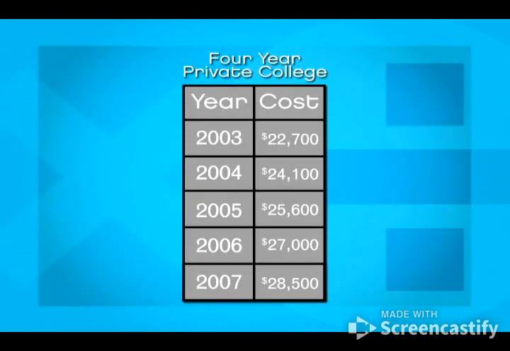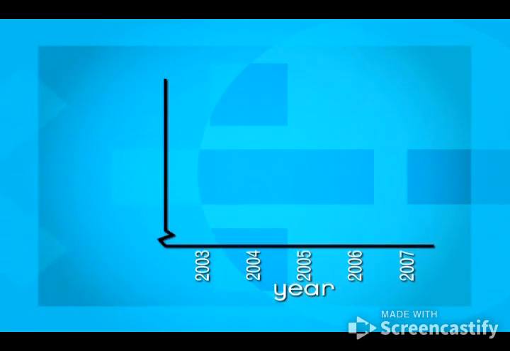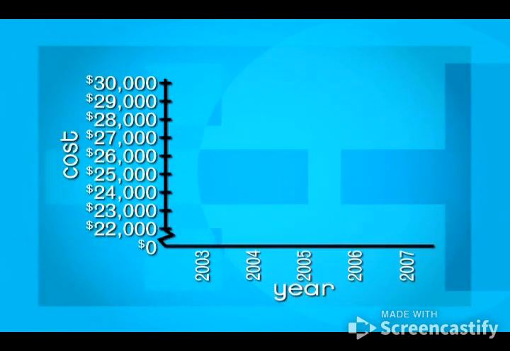This table shows the average cost of tuition at a 4-year private college for 2003 to 2007. Don't show your parents. It will give them a heart attack. To make a scatter plot graph, first assign a data set to each axis. Time usually goes on the x-axis, so we'll put the year there and put cost on the y-axis. Add an appropriate scale. Then, map each data point onto the graph.